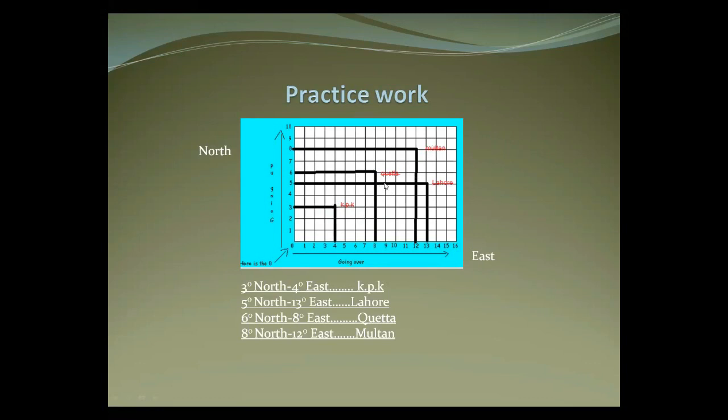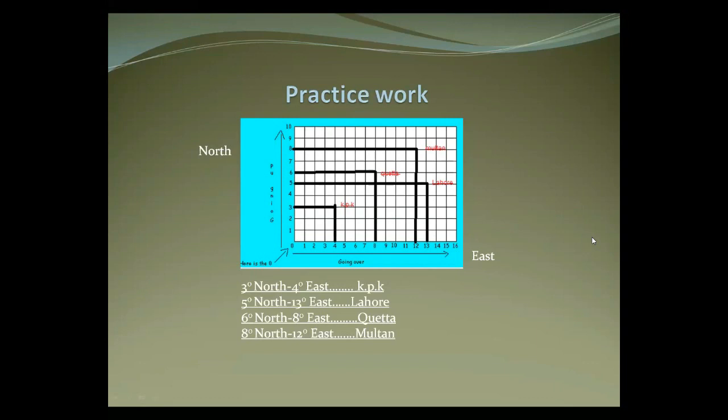6 degree north is the longitude, and 8 degree east is the latitude, and the place is Quetta. 8 degree north is the longitude, and 12 degree east is the latitude, and the location is Multan. Now I just hope you have a better understanding of this graph, and I hope you will do your book work that is given on page number 33.